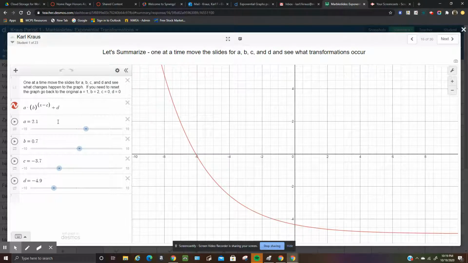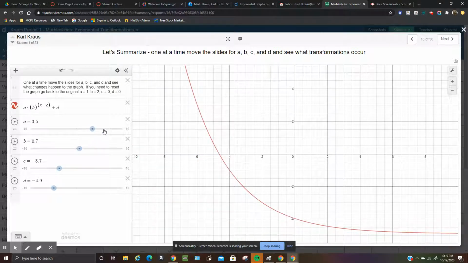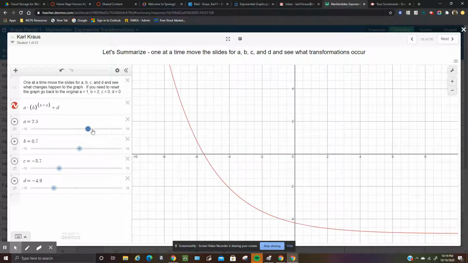And then 16, they just want you to slide these things around, see what transformations happen to the graph. So A is your dilation.